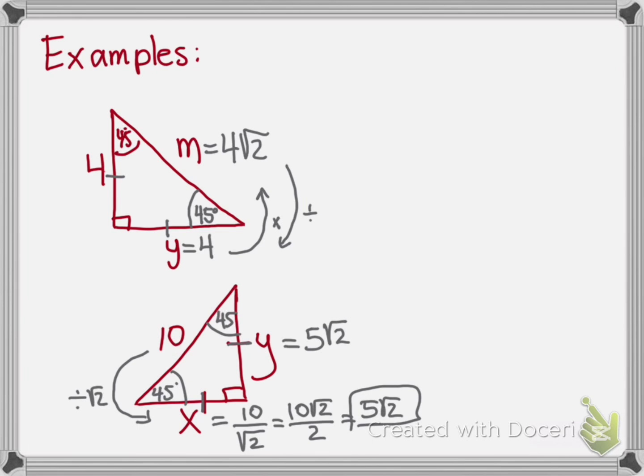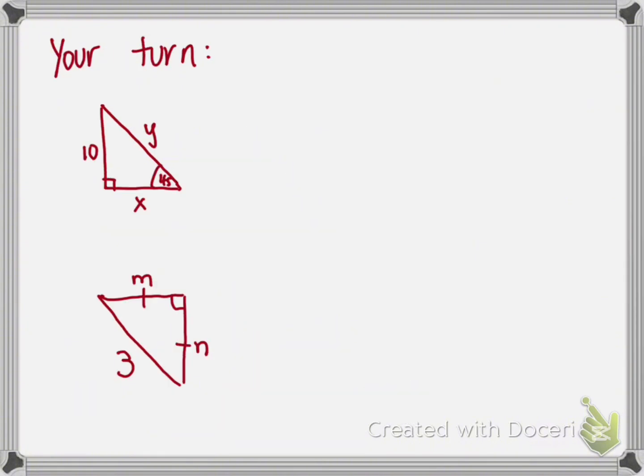Don't think this is hard or that you're not understanding. It's just so simple that you might think you're missing something. But all you have to know is that the two sides are the same and the hypotenuse is the side times the square root of 2. Okay, it's your turn. So now try to do this by yourself. Pause the video, do it, and then check your answers.